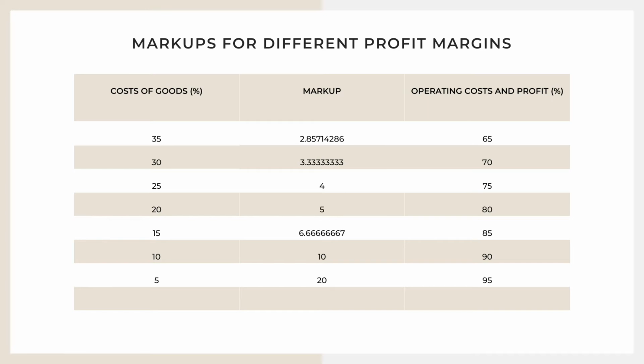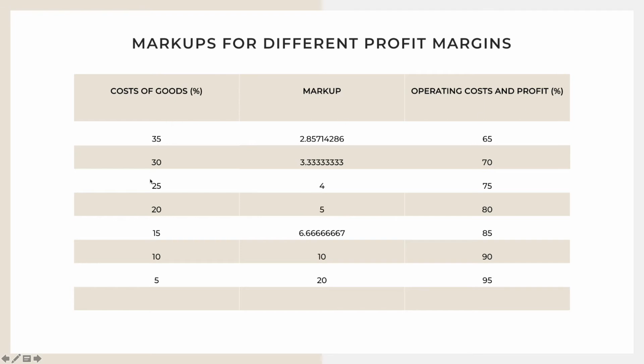So far we've been using the minimum markup, but I'd like it a little bit more if you did a little bit better. So here are some different markups for different profit margins. Right, we're going to go through them really quickly. So we've gone through 35% of your cost of goods. There's that markup there, which is the 2.86, and your operating costs and profit percentage.